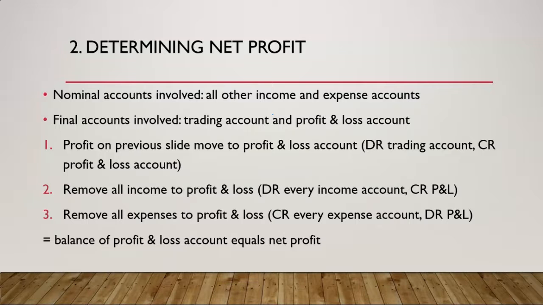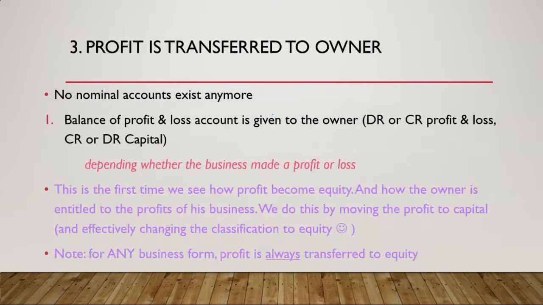So in order to move the previous profit, the gross profit, to our profit and loss account, we debit the trading account and we credit the profit and loss account. If we want to remove the income, we debit every income account and we credit the profit and loss account. And to remove all the expenses, we credit every expense account and we debit the profit and loss account. Once you are done with this process, there should be no nominal accounts left.